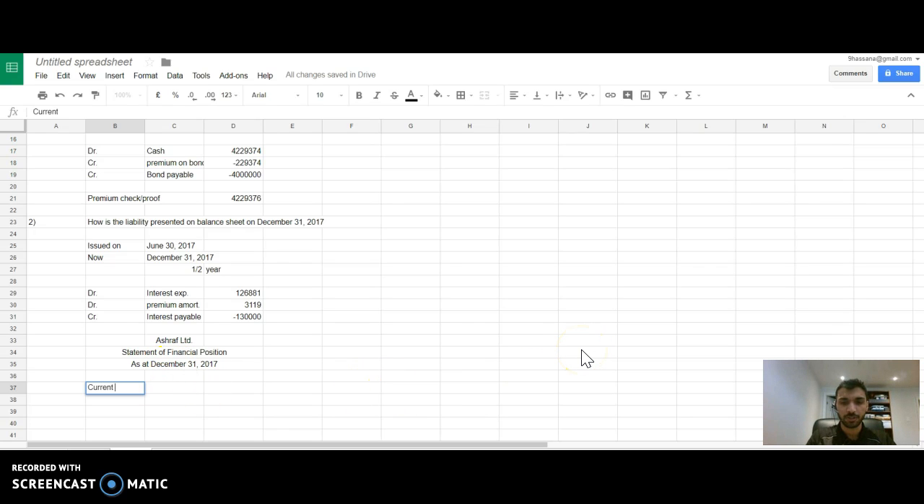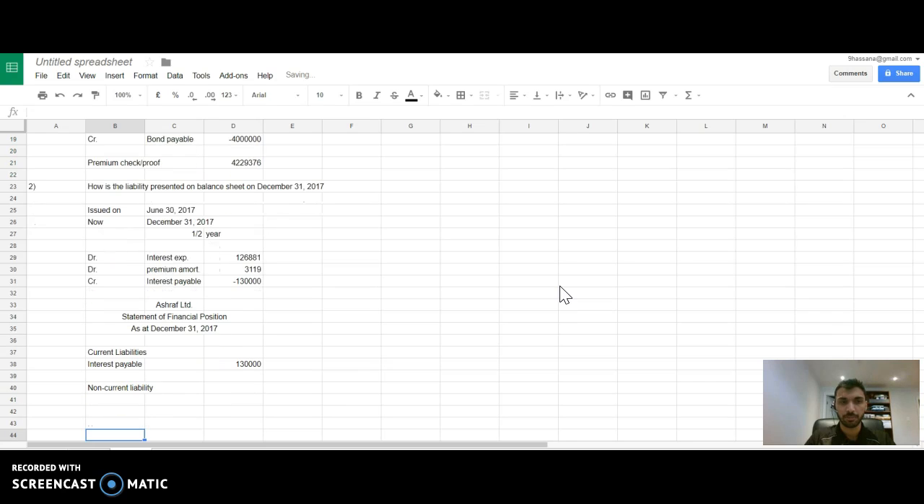So one category will be current liabilities. In current liabilities, we know interest payable is a current liability, just like accounts payable. So we write interest payable, and that's 130,000. That's the only current liability that we have. Then we know the bond itself is a non-current liability. Whether you call it non-current or long-term liability doesn't matter, both are okay. So you write the bond payable, and here you would start with the face value of the bond, which you know to be $4 million, and then you've got your premium.